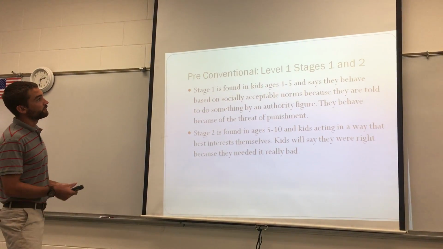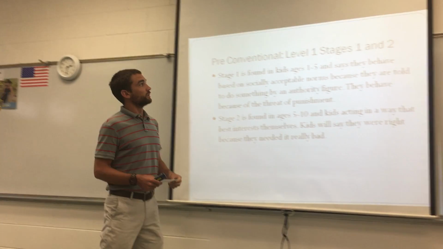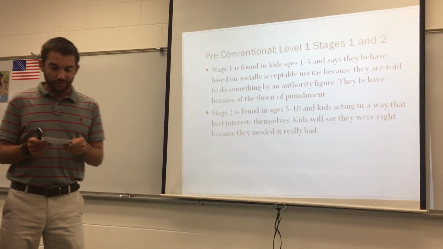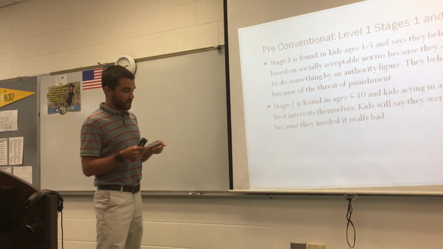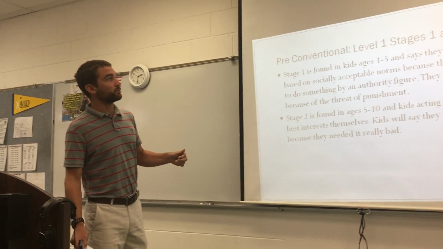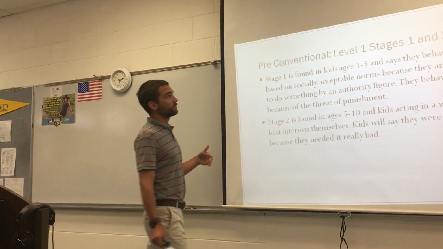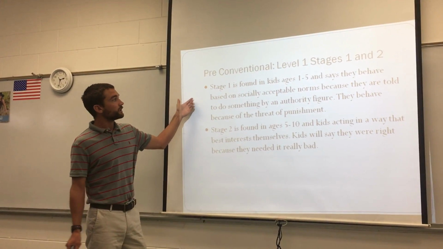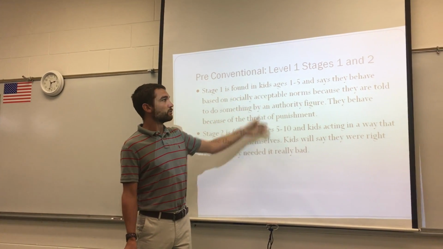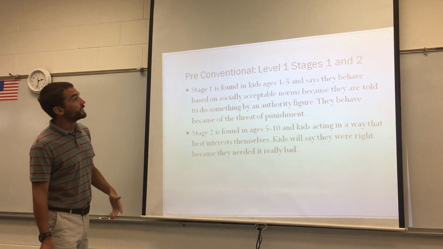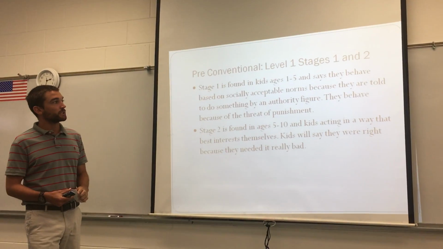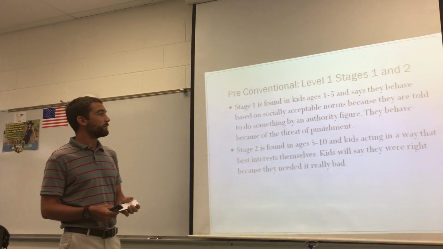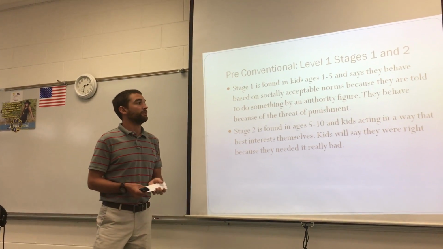And the first one is the pre-conventional. Okay, this is level 1, stages 1 and 2. Pre-conventional just judges morality of actions by consequences. So this would be seen more in younger children. Stage 1, you see this in kids ages 1 to 5. They behave based on socially acceptable norms because they are told to do something by an authority figure. They behave because of the threat of punishment.